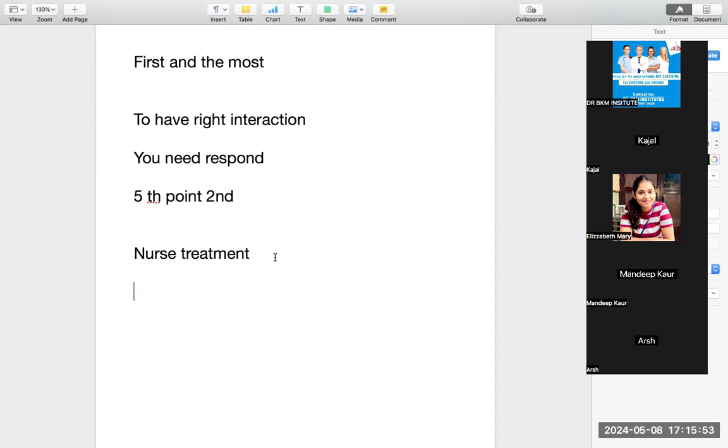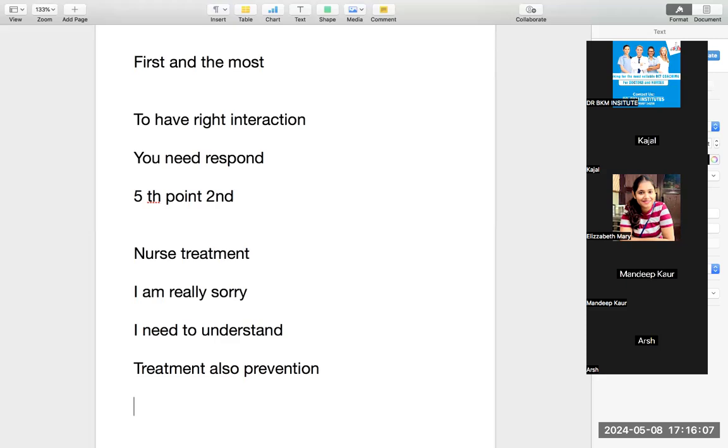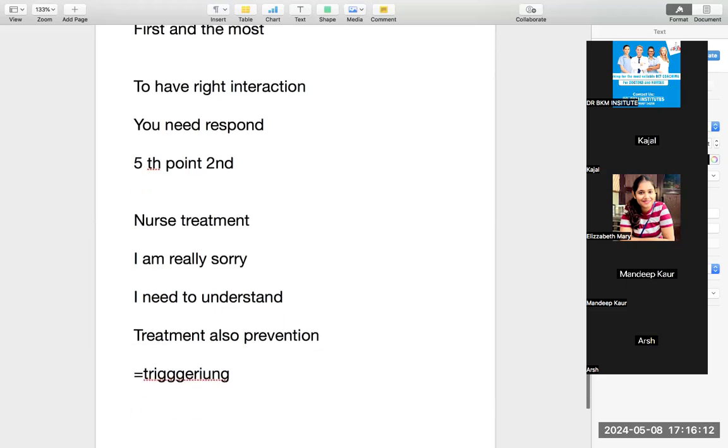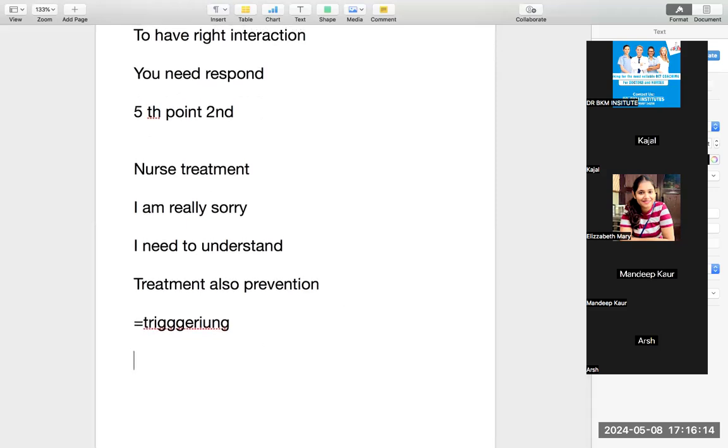So then you will say, I'm really sorry. Before talking about the treatment, I need to understand what is causing you this problem. Because treatment also means prevention, and prevention means that I need to know the triggering factor. So if you tell me what is causing this problem and what the triggering factors are, then obviously it would also be part of the treatment plan. Again, let me explain.